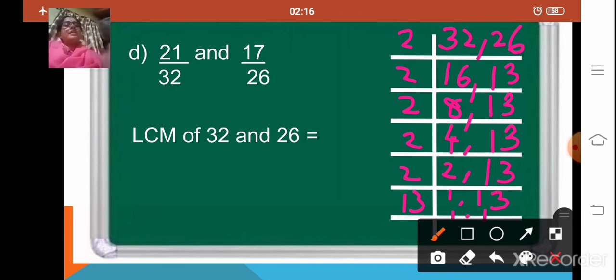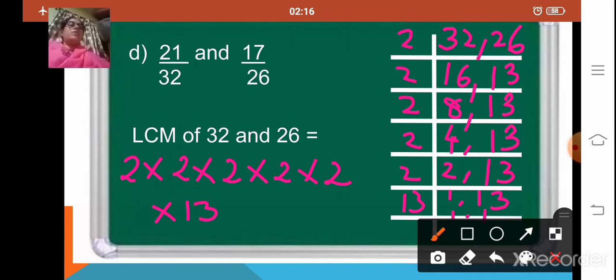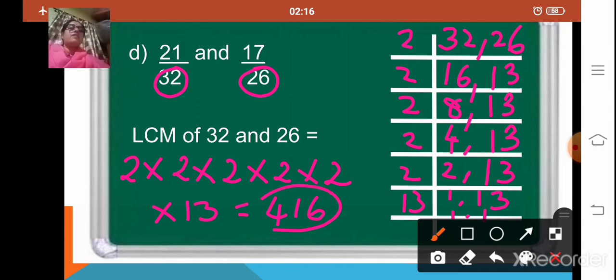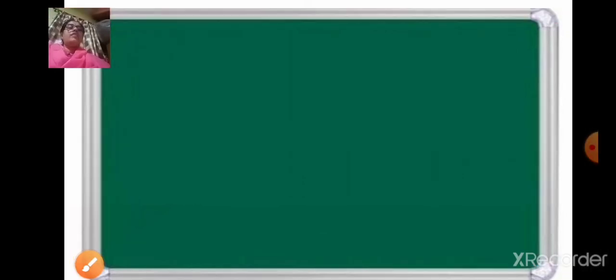Now to find the LCM, you will multiply all the prime factors. So 2 into 2, 5 times 2 into 13. So 2 2s are 4, 4 2s are 8, 8 2s are 16. 16 into 2 is 32. 32 into 13 is 416. Now what is the second step? Second step is you have to make the denominators, that is 32 and 26, equal to the LCM, that is 416. Okay, so you will take the first fraction now, 21 upon 32.